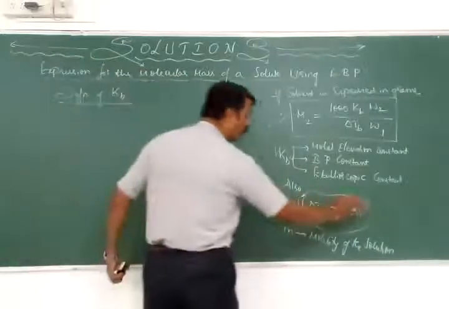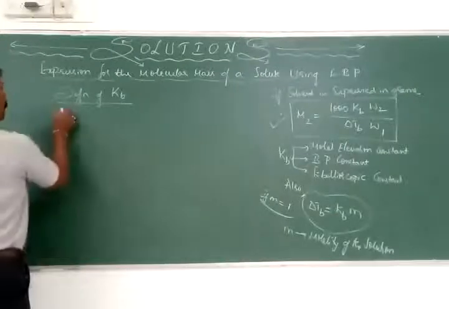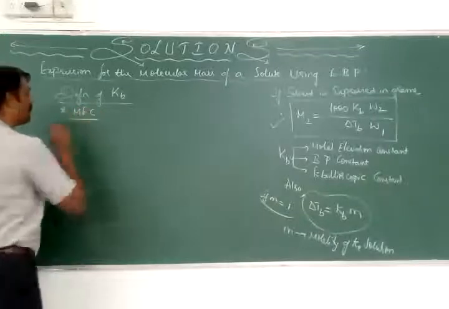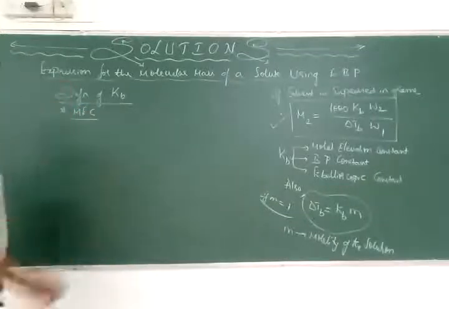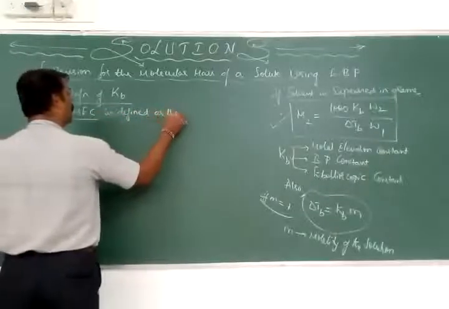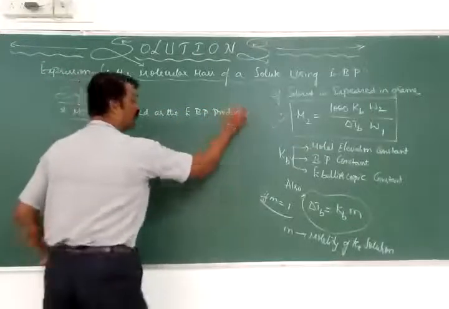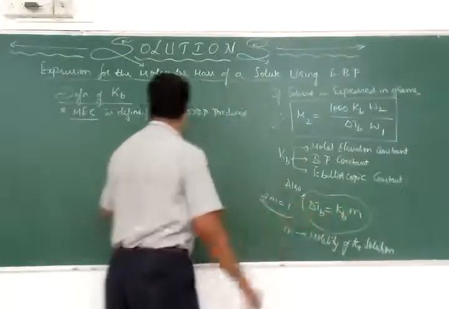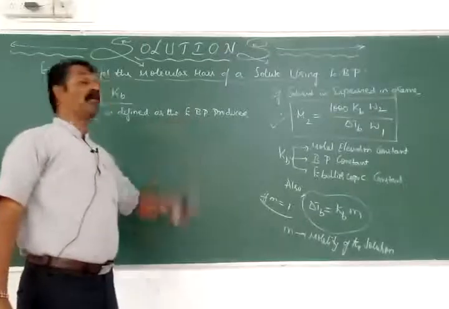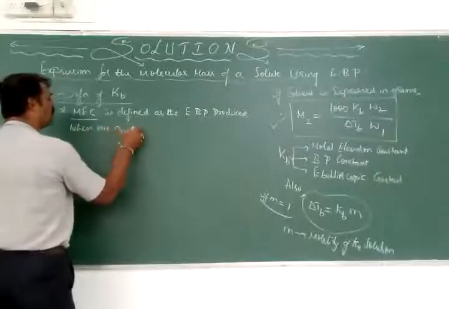Suppose in this case small m is the molality. If I put m equal to 1, can I say that Kb is nothing but delta Tb? Therefore, how to define Kb here? Molar elevation constant is defined as the elevation in boiling point produced when 1 mole of a solute is added.